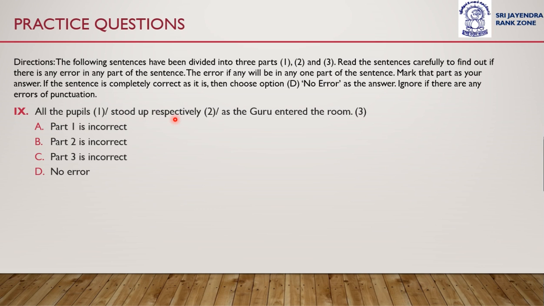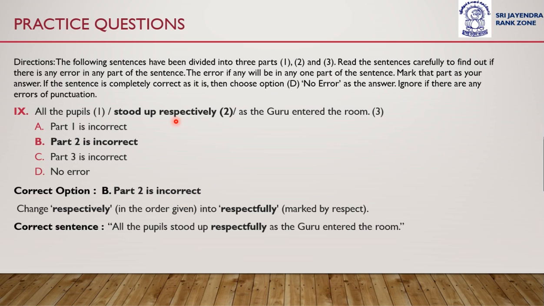All the pupils stood up respectively as the Guru entered the room. Can we use respectively in this sentence? No. Therefore, the error is in part 2. We will use respectfully instead of respectively. Why? Because respectively is in a given order. It means in the given order, while respectfully means marked by respect.